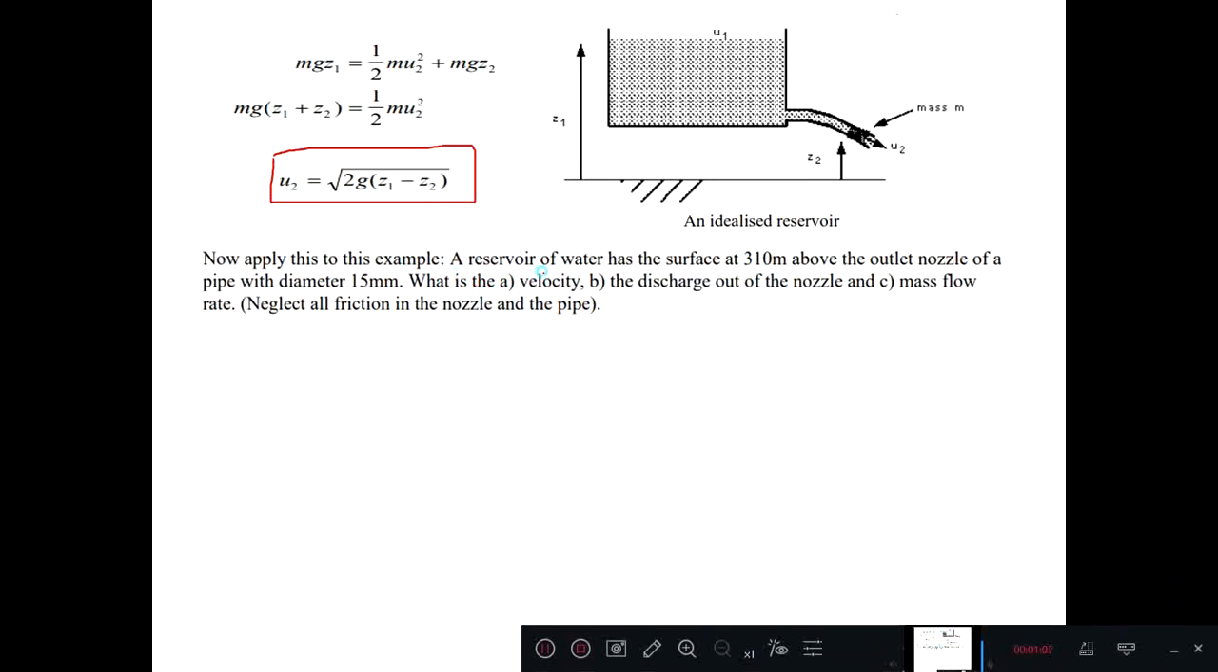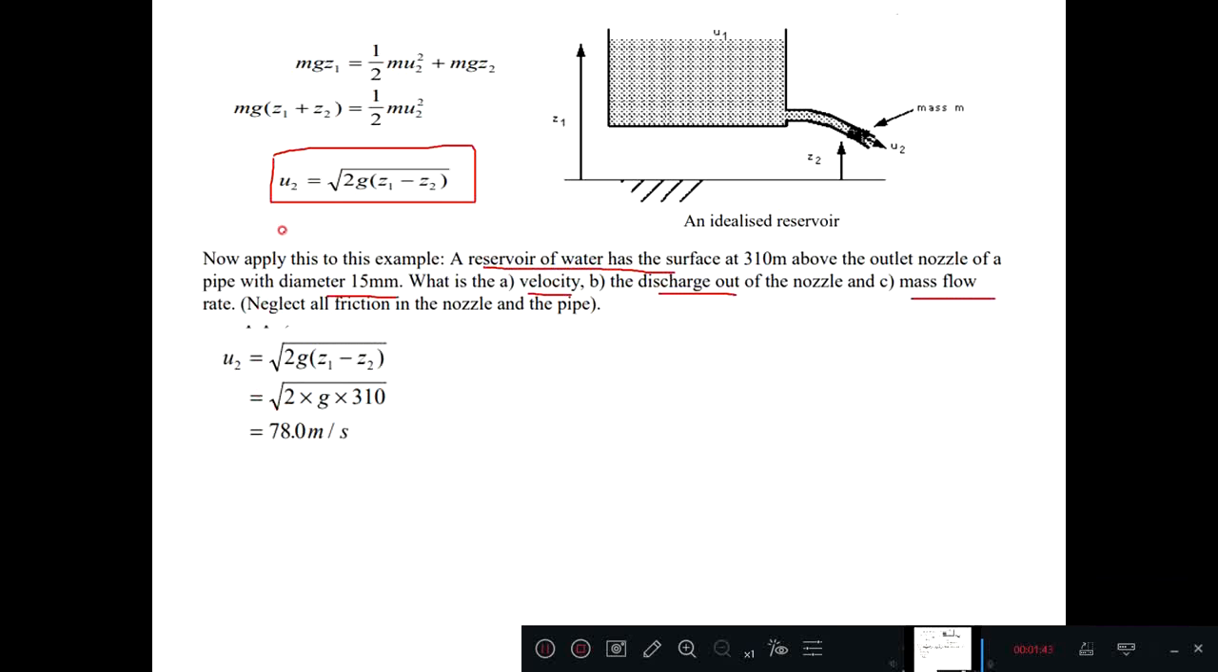A reservoir of water has a surface at 310 meter above the outlet nozzle of a pipe with a diameter of 15 millimeter. What is the velocity, the discharge out of the nozzle, and third one is mass flow rate. Neglect all friction in the nozzle and the pipe. Okay, so this is the example given here. Just utilize the above equation, then calculate these three: velocity, discharge and mass flow rate.